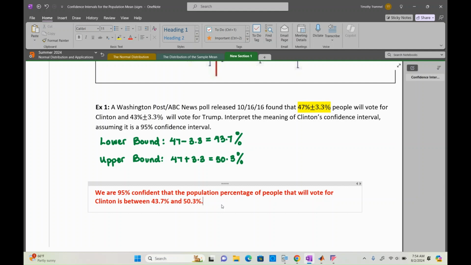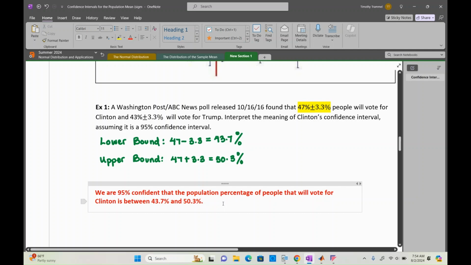intervals formed using this technique, and for samples of the same size, 95% of those will contain the population percentage. Again, for what we're working on, we're going to be 95% confident that it contains the population mean. But same idea.